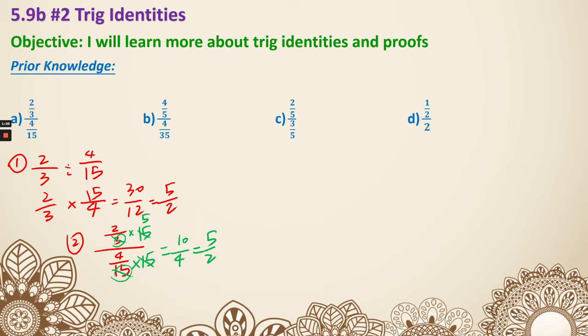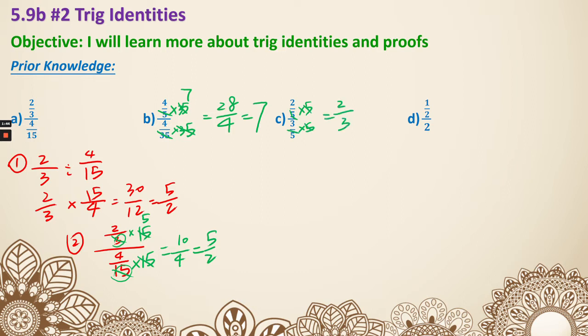So for B, let's try the common denominator again. Common denominator is going to be a 35. So multiply the top and the bottom by a 35. That is gone. That is 7. Going to become 28 over 4, which is simplified to be a 7. For C, multiply the top and the bottom by a 5. The top is a 2, and the bottom is a 3.